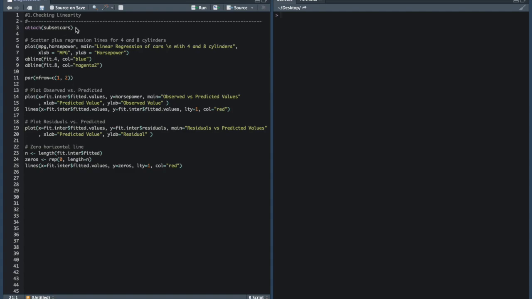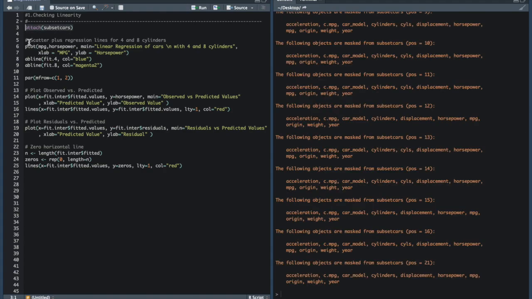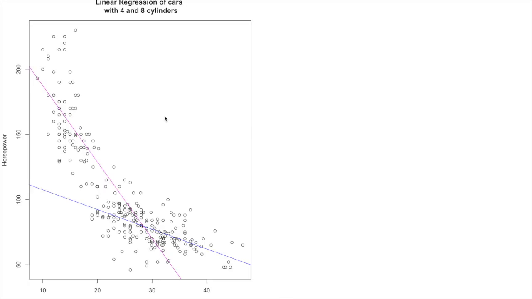Now, before I get into this, I will attach our data set, that is subset cars. And then I will run a scatter plot. By looking at a scatter plot of the data, we should be able to see if there appears to be a linear relationship between the data. Let's see if that works. Here, you can clearly see that there is a missing linear relationship since there's an evident curvy linear relationship of the data points. We have two fit lines here. The blue one represents the line for 4 cylinders and the magenta represents the line for 8 cylinders.